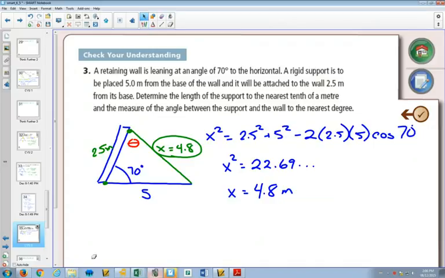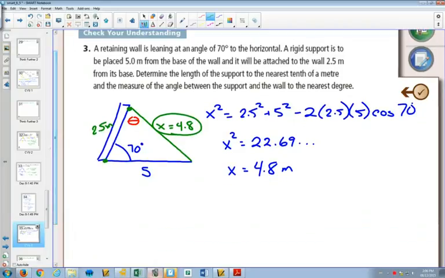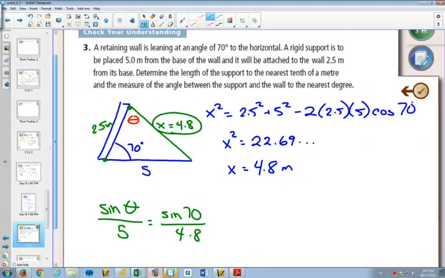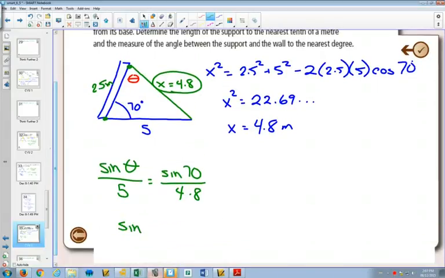Personally, I like the sine law better than the cosine law. It's shorter, so I would probably start with the sine law. So as soon as I have an angle and an opposite side, I can solve for theta. Sine of theta over 5 equals sine of 70 over 4.8. And if I multiply both sides by 5, I get sine of theta is 5 sine 70 over 4.8.